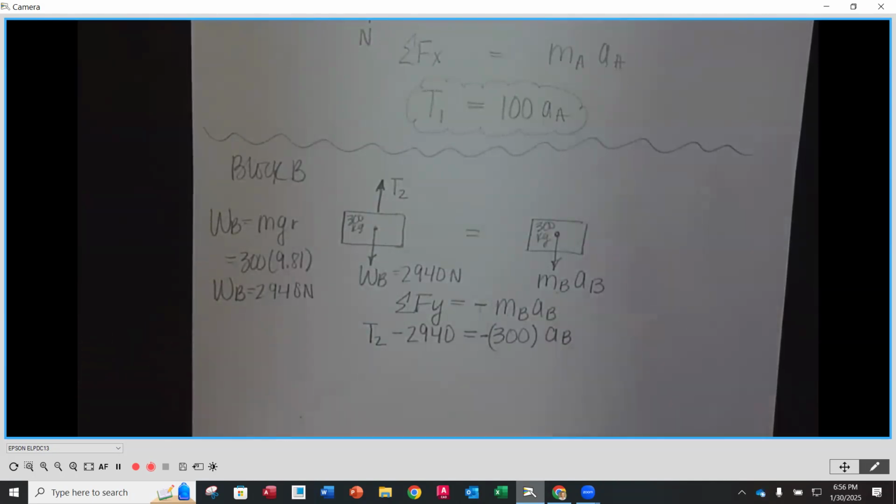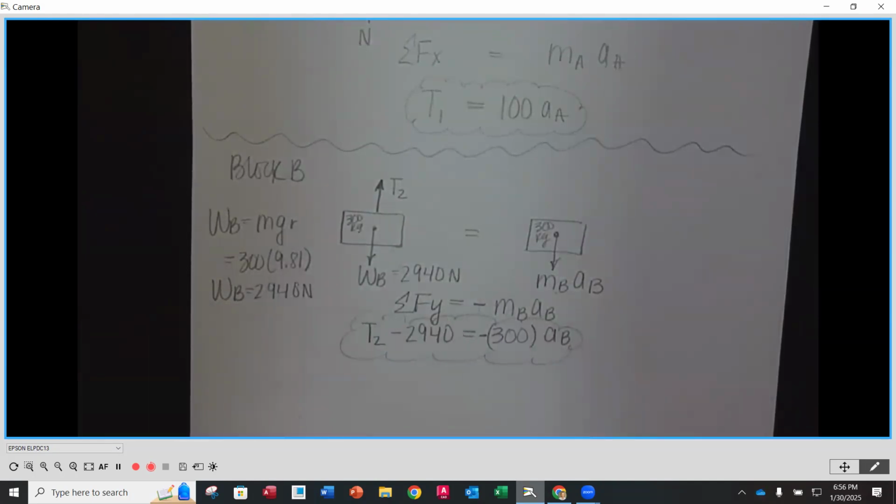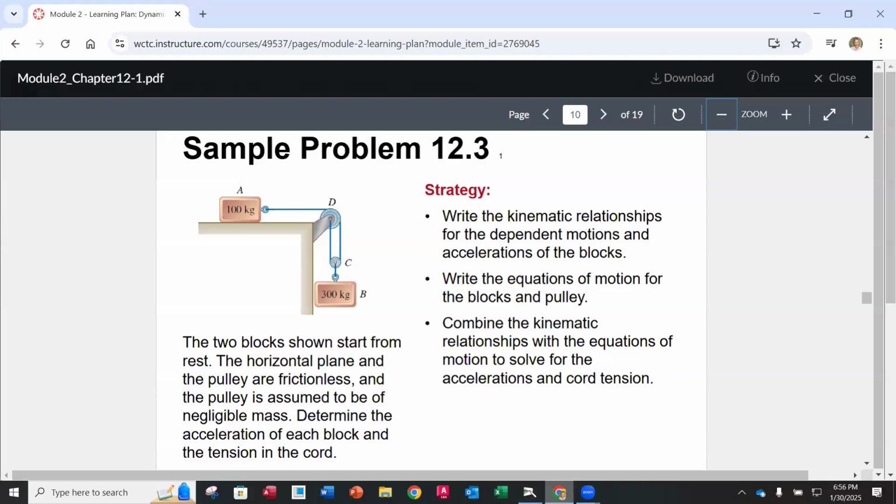So now we have this as far as we can go, because we've got two unknowns. We really can't go any further with this, so we're just going to let this one sit. The next thing we're going to do is look at the pulley and what it does.